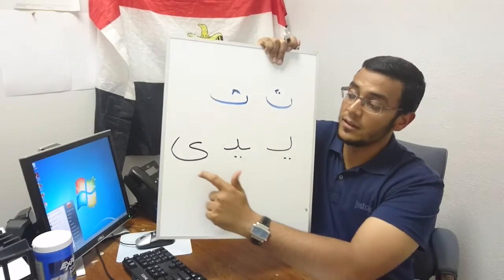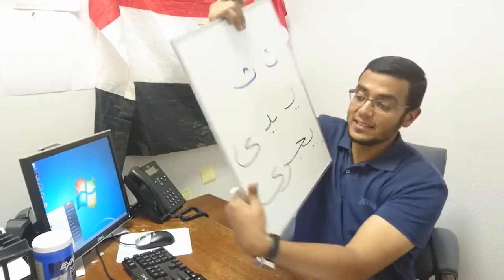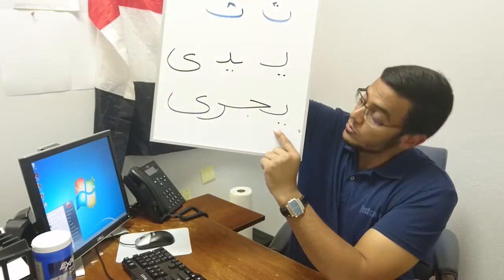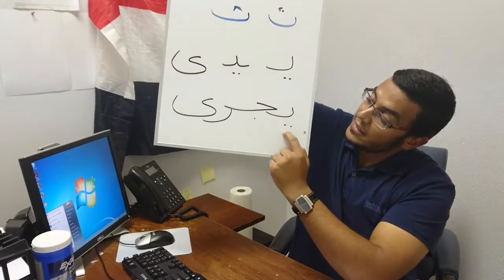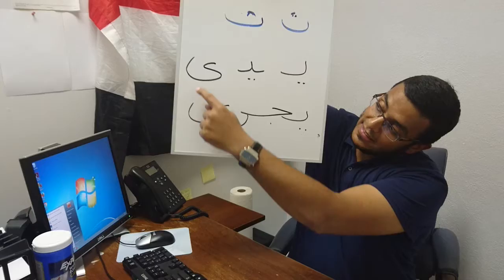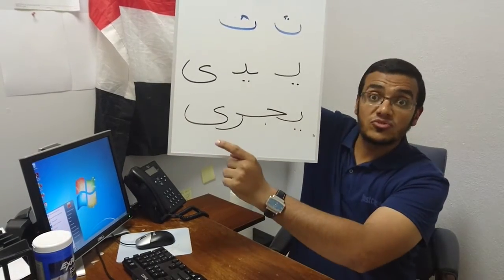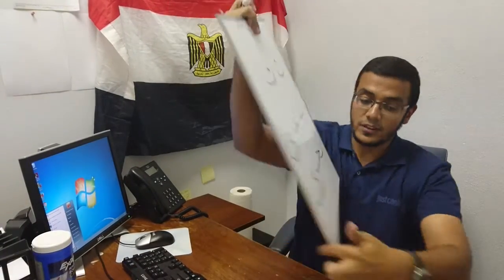Beginning, middle, end. If I have a word like yajri, which means to run, it has two Yas here at the beginning, it's like this, and then the last Ya, it's like this: yajri, to run. Okay, guys?